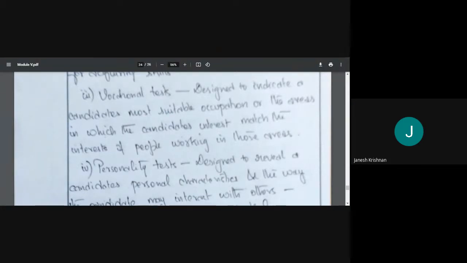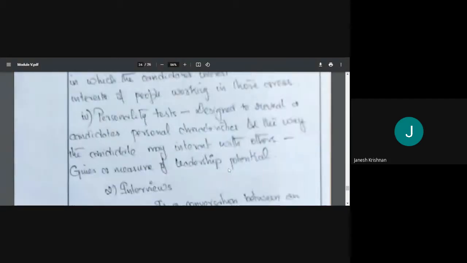And then the fourth test is your personality test. Personality tests are designed to reveal a candidate's personal characteristics. How good are they? Could you work in a team? Basically they let you know whether you are leadership material or not. They can identify future managers there, right?